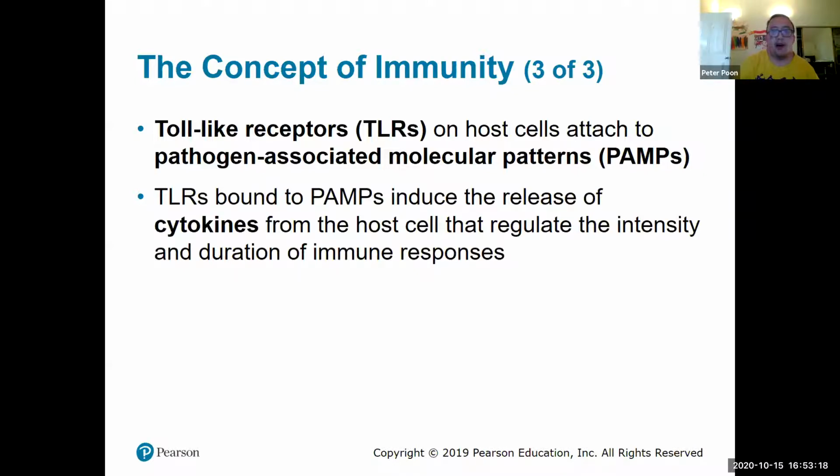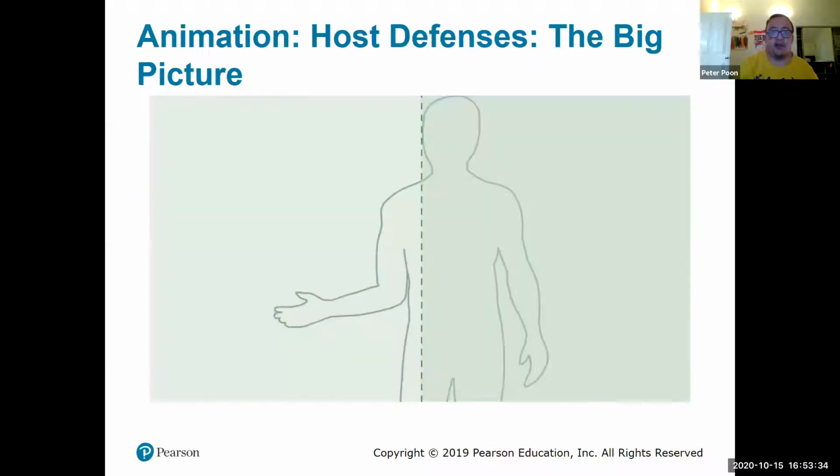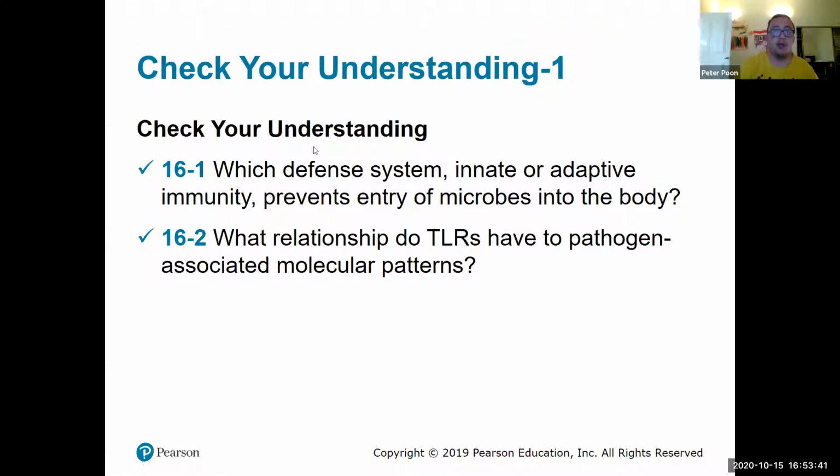TLRs, toll-like receptors, on host cells attach to pathogen-associated molecular patterns. That induces the release of hormones called cytokines from the host cell that regulate the intensity and duration of immune responses.